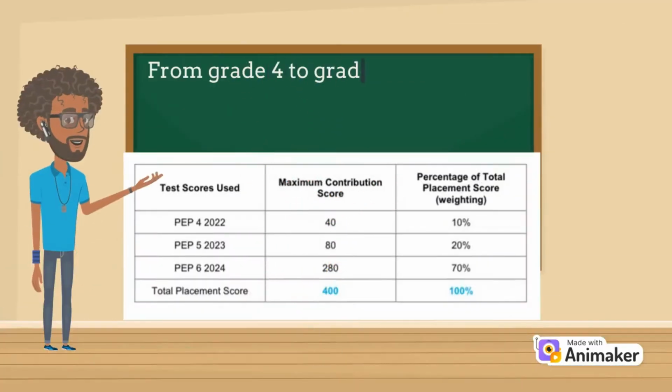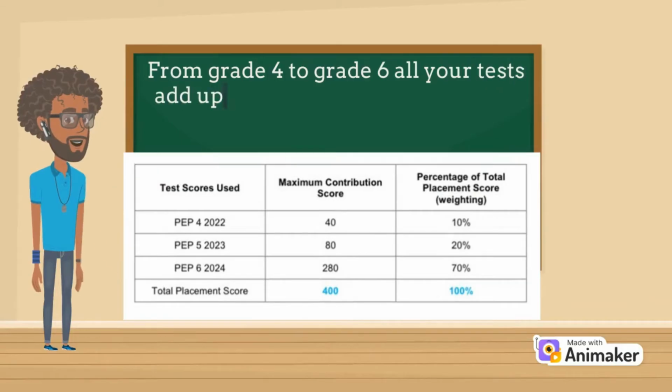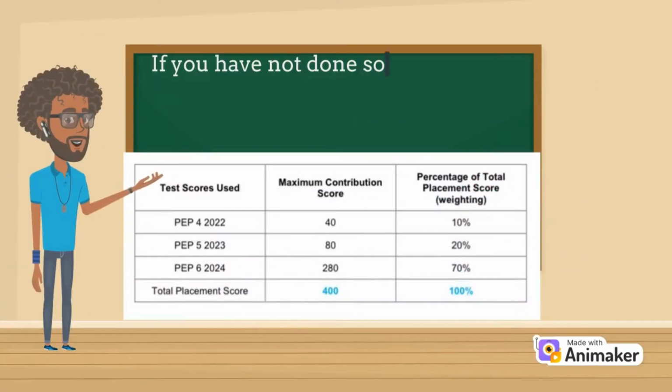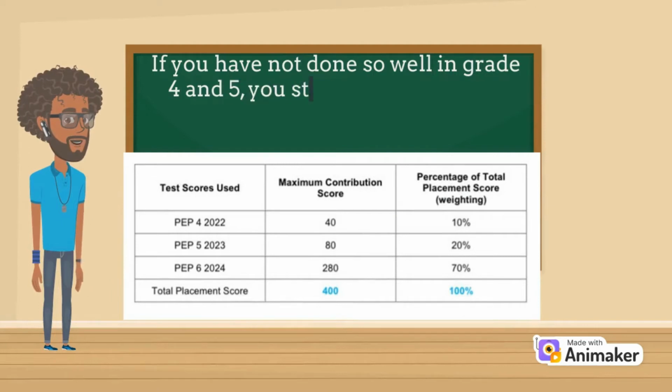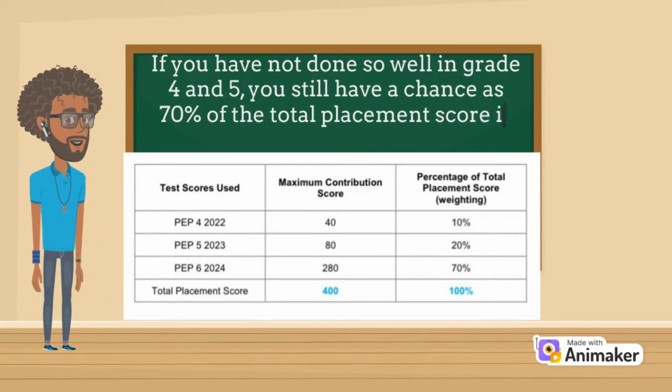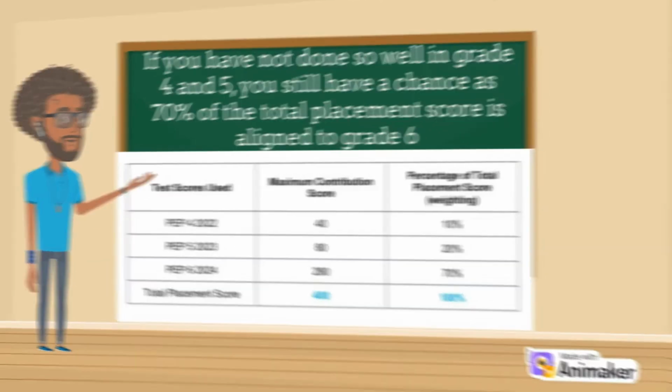From grade 4 to 6, all your tests add up to 400 points: 40 for grade 4, 80 for grade 5, and 280 for grade 6. If you have not done so well in grade 4 and 5, you still have a chance, as 70% of the total placement score is aligned to grade 6.